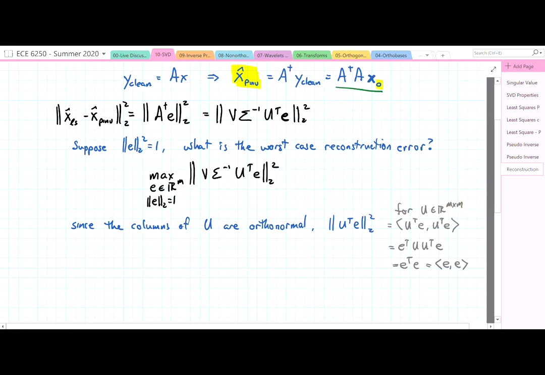However, I need to make a note for U in R m by m. We don't actually have that. We have U in m by r. So we don't actually span the whole space in which E lives. What does that mean? That means that U is going to represent some aspects of E perfectly, and other ones it will eliminate. So the result is that the norm of U transpose E squared is going to be less than or equal to the norm of E squared.